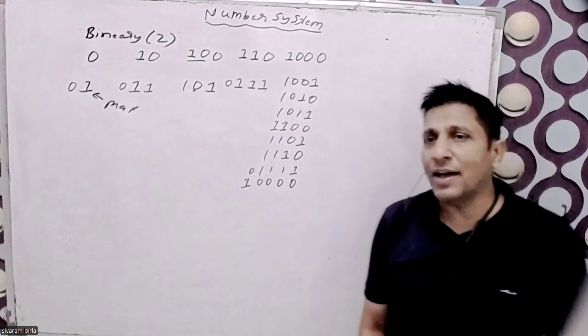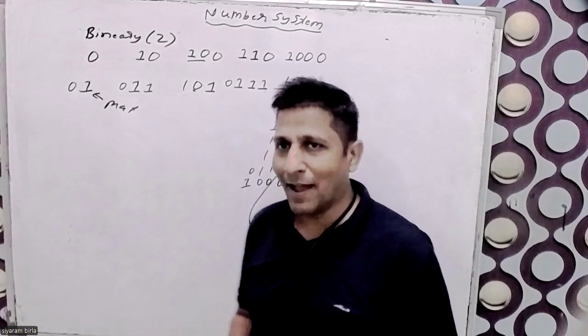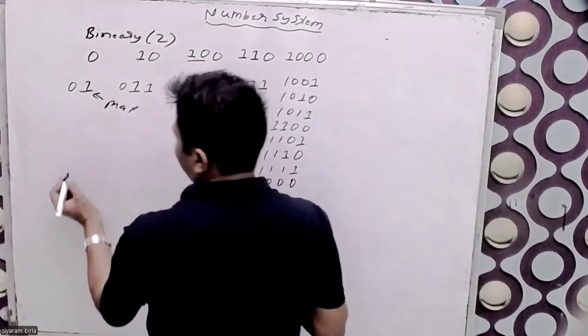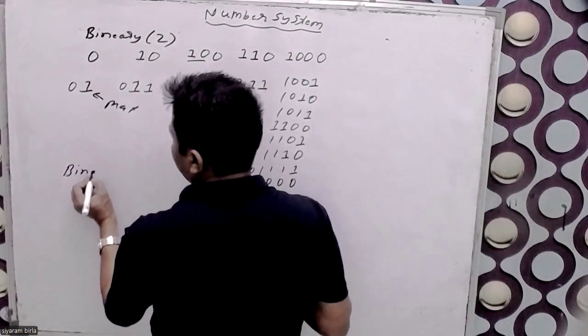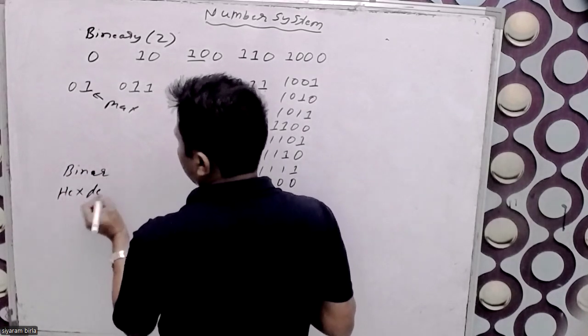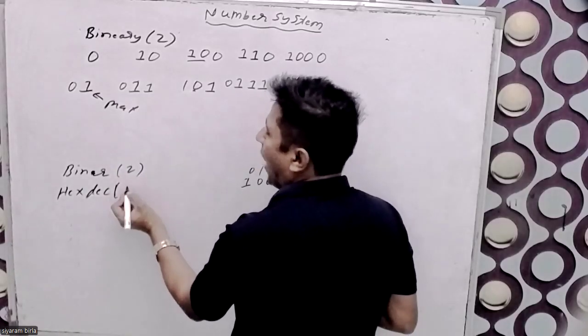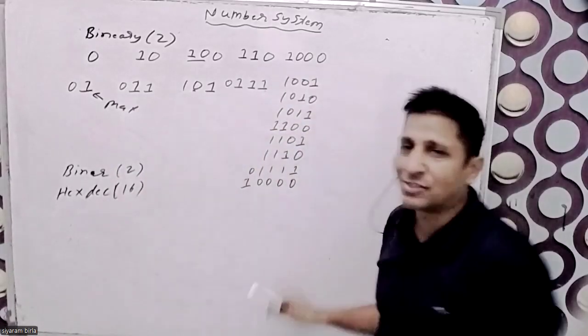But the question is, why do we need this kind of number system? Binary number system is there, hexadecimal is there, decimal is there. There are a number of number systems. Why do we need this kind of number system?